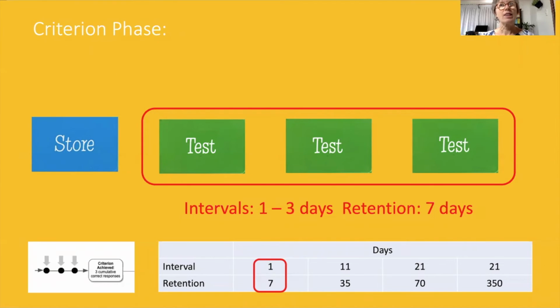The results at the shortest interval were used to review the criterion phase. As previously discussed, the specific intervals will vary depending on the classroom practice schedule, but they will be approximately 1 to 3 days apart. So an interval of 1 day demonstrated a retention of 7 days. So the intervals in the criterion phase should prepare the student for the memory demands of the next longer interval.